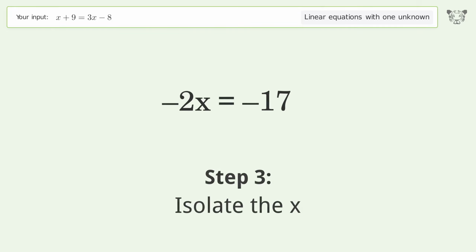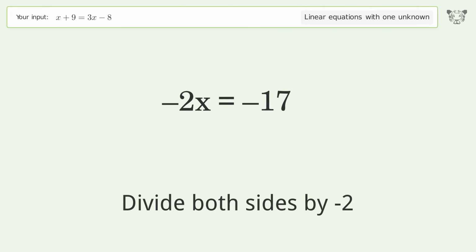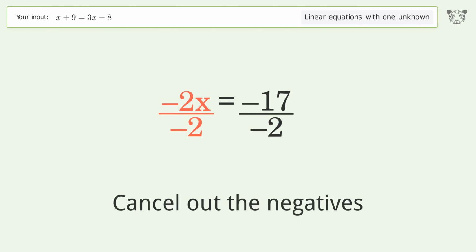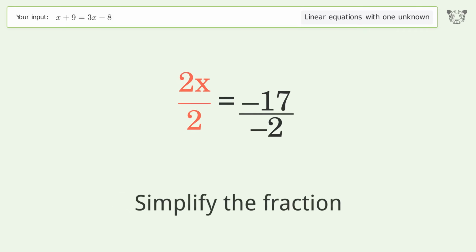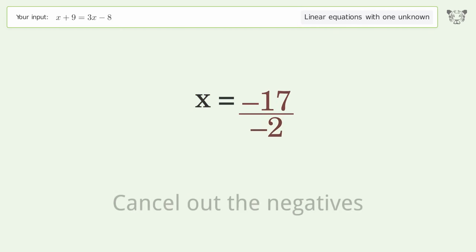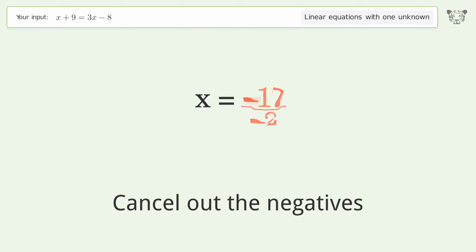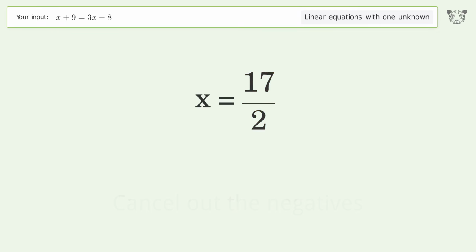Isolate the x. Divide both sides by -2. Cancel out the negatives. Simplify the fraction. Cancel out the negatives. And so the final result is x equals 17 over 2.